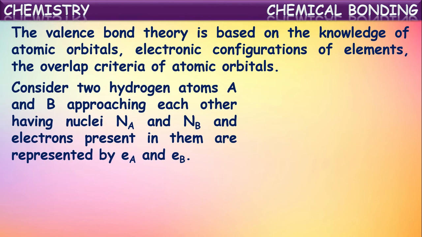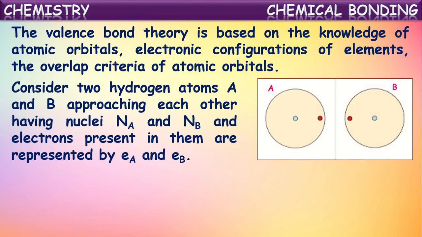Consider two hydrogen atoms A and B approaching each other, having nuclei Na and Nb, and electrons present in them are Ea and Eb respectively. Okay, these two are hydrogen atoms. When these two atoms are approaching each other, suppose the nucleus of the first hydrogen is represented as Na and the nucleus of the second hydrogen is represented as Nb, and their electrons are respectively represented as Ea and Eb.